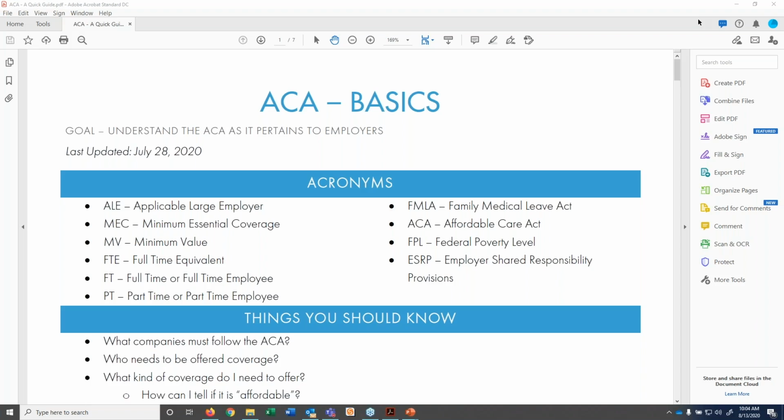We do want to add the caveat that this is not legal or tax advice. However, we do have excellent resources at Beehive that we can refer you to for specific advice, whether that's legal, tax, or HR specific. So please feel free to ask your questions in the comments section so that we can reach out to you or answer them during this webinar.